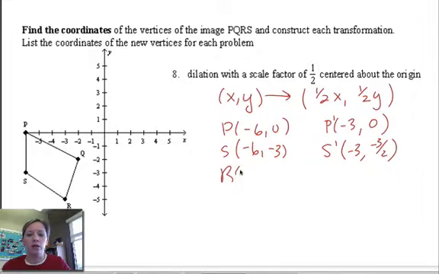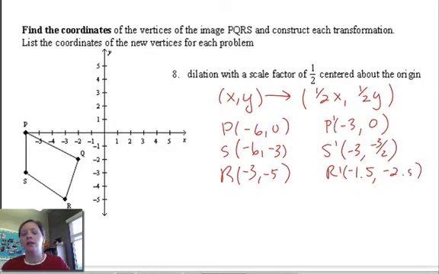R was at -3, let's see, what was that? -3, -5. So we just have to cut those in half. -3 halves, you might want to write that as -1.5. -5 halves, that's -2.5. And then finally Q was at -2, -2. So cutting each one of those in half, -1, -1.